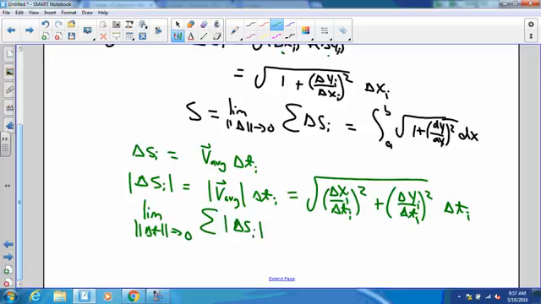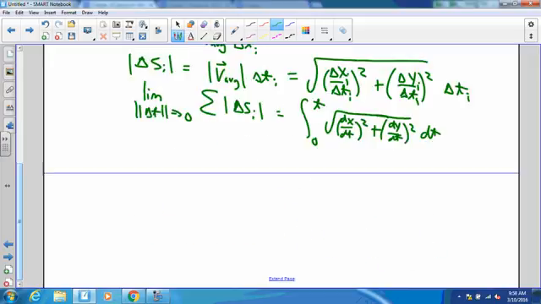And if I now take the limit as the size of delta t goes to 0 of the sum of all of my delta s's, then what I get is the integral from 0 to t of, look at that, the square root of (dx/dt) squared plus (dy/dt) squared, dt.